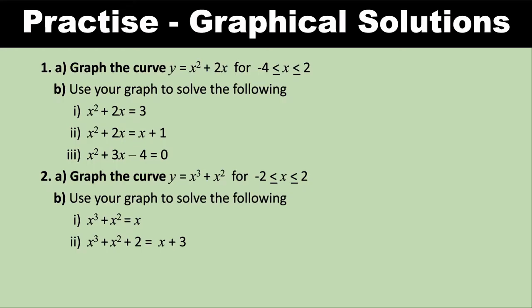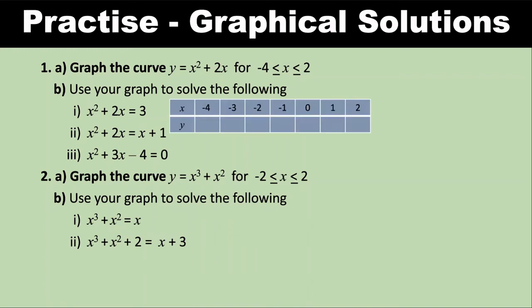So let's go into some practice now. For question 1, I want you to graph this curve. Can you recognize what kind of curve that's going to be? Is it a line, a parabola, or a cubic? And is it positive or is it negative? You're going to graph this curve for x values between -4 and +2. So set up your table of values like this. Find your y coordinates that go along with these x coordinates and set up your axes.